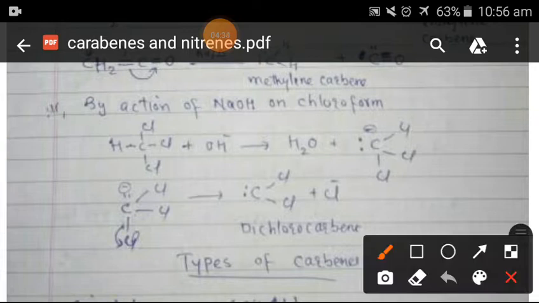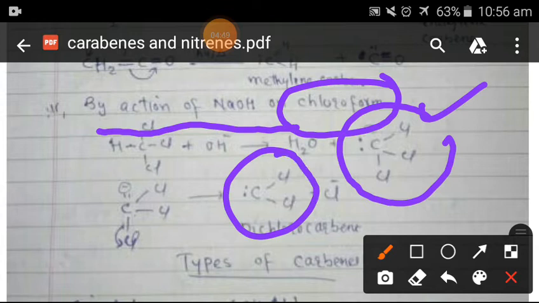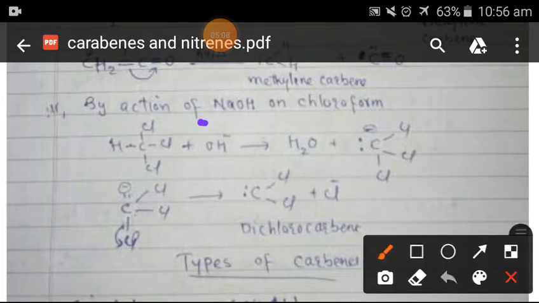Similarly, carbenes can also be prepared by the action of sodium hydroxide on chloroform. One of the important, well-known reactions, the Reimer-Tiemann reaction, involves the reactive intermediate carbene, which acts as an electrophile because it is electron deficient. So they will act as an electrophile in that reaction. So we will see how this can be generated in the presence of base and chloroform.